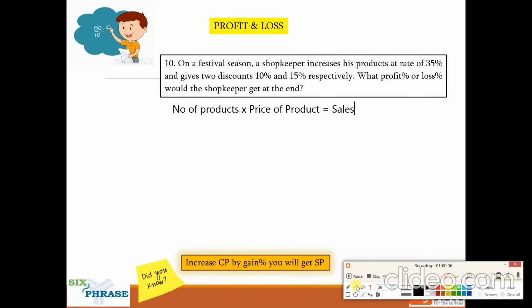Now what he is doing is applying a 35% increase here. Okay, so here I'll write it as 35% increase. Here what he is applying is two discounts of 10% and 15%. But these two things are discounts. So 15% and 10% are discounts. Okay, so this is an increase. What they are asking is, what is the profit percentage or loss percentage that he will finally get? So finally, what is the effect of all these percentage changes?